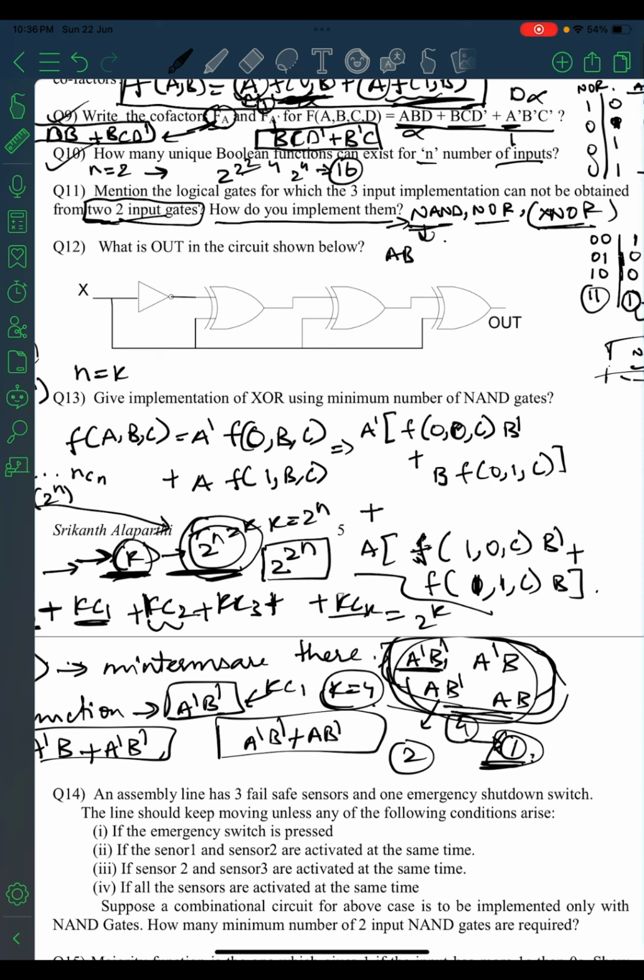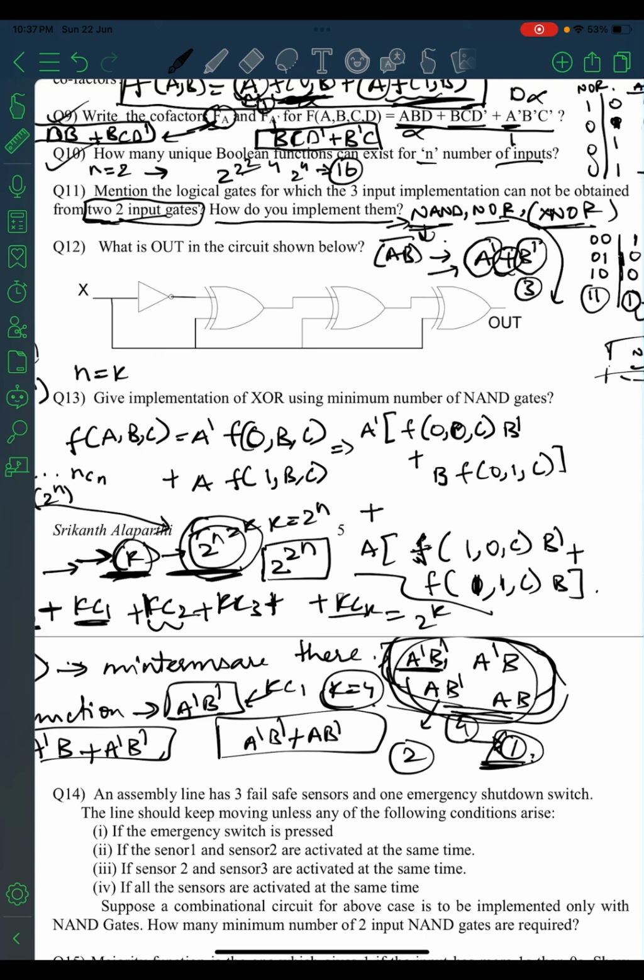A B whole complement, so A bar plus B bar. Here you need a complementation for A bar, you need a complementation for B bar. So in between there is a plus, so you need an OR gate. So here by two-input gates, without any complemented outputs you have given, you need at least 3 for here.